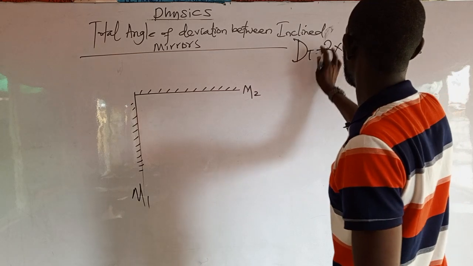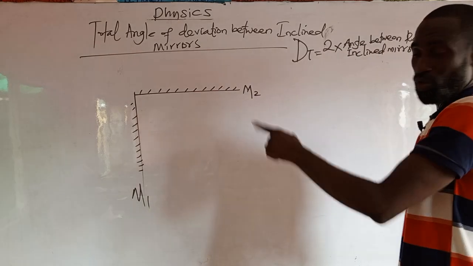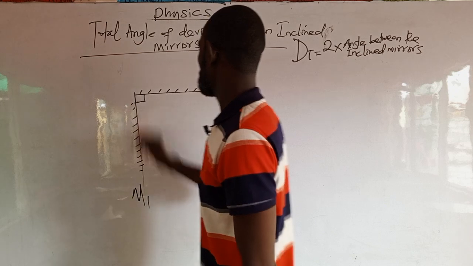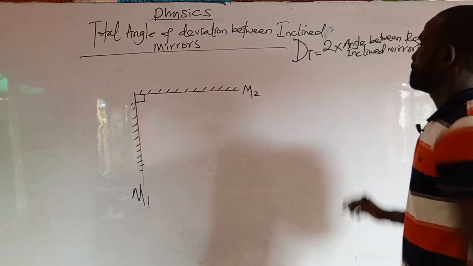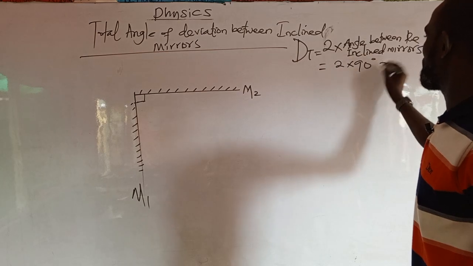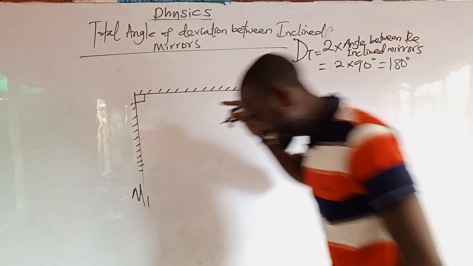Okay? So that's the formula. Total angle of deviation is twice the angle between the mirrors. So look at this mirror. The angle here is 90, isn't it? So for this diagram, the total angle of deviation will be 2 times 90, which equals 180 degrees.